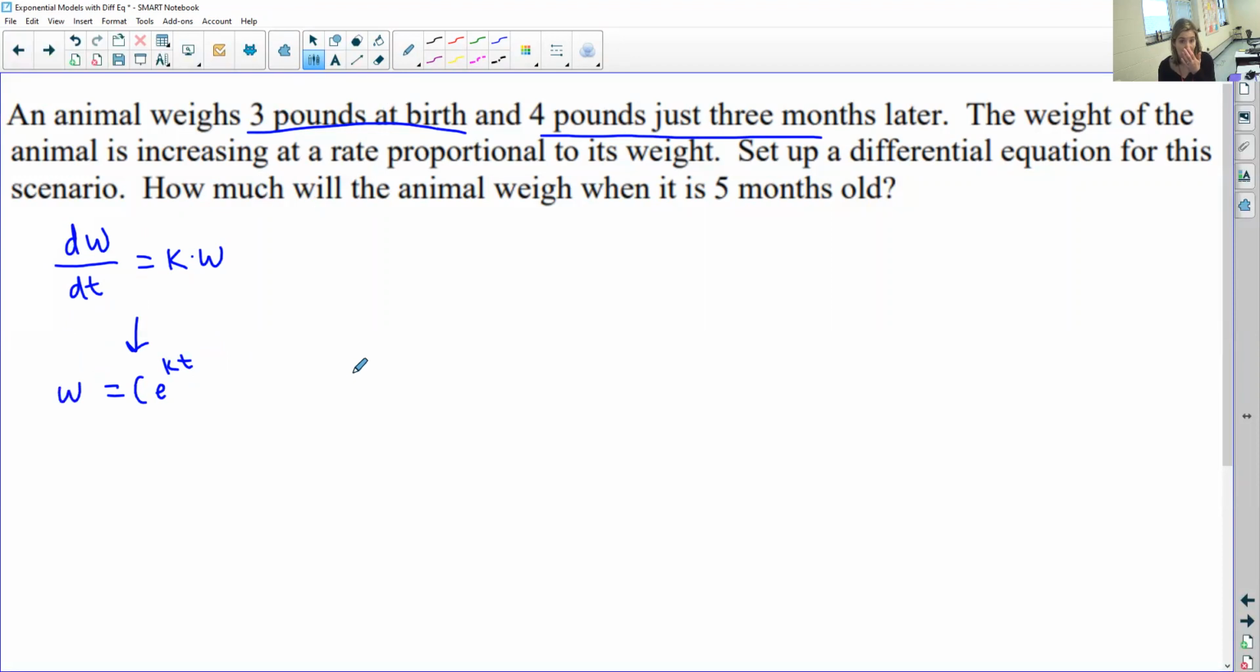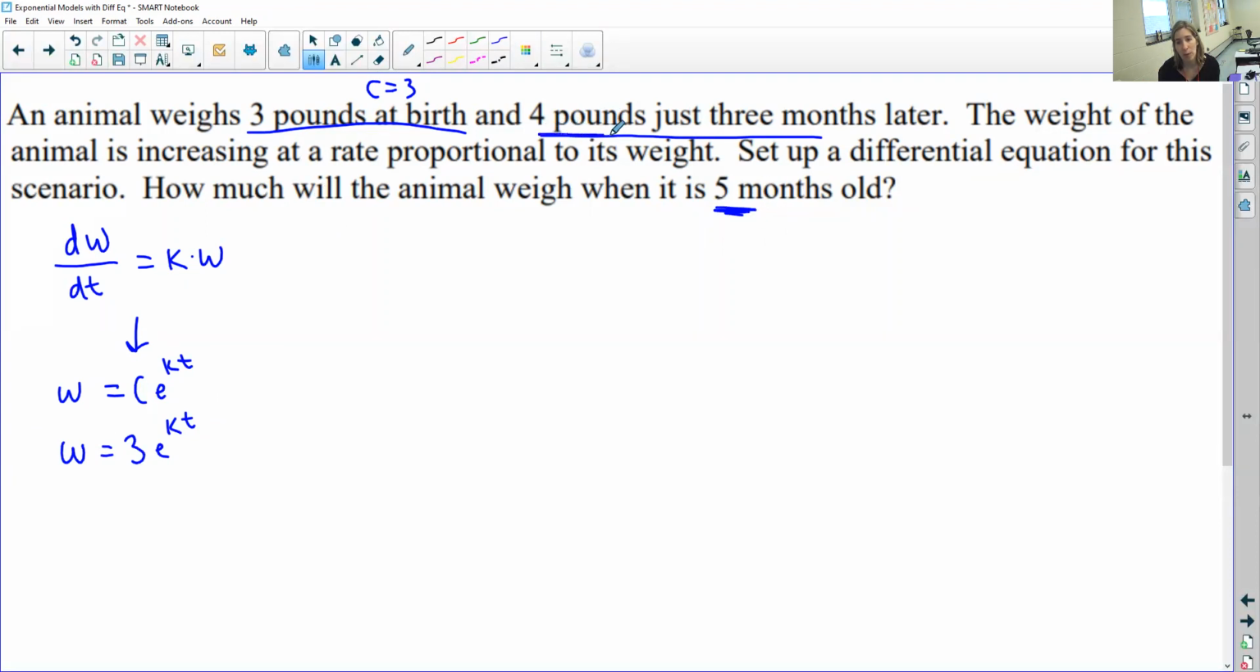So now let's talk about any of the other information that we could plug into this. We know that C represents the initial amount, whatever the population or the weight is when it's at time 0. It told you that the animal weighed 3 pounds at birth, so that tells us that C is 3. So I know that my equation is W equals 3e^(kt). I don't know the value of k, which I would need if I wanted to plug 5 in for time to figure out what the weight is.